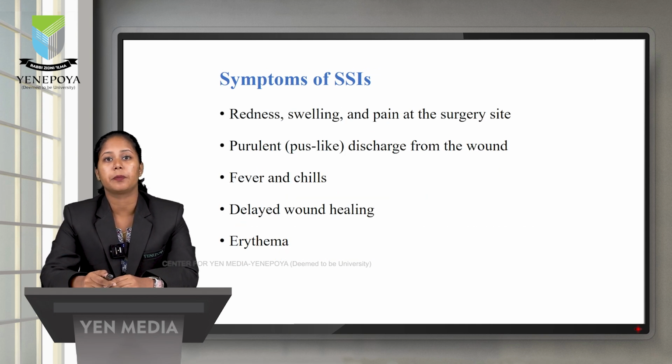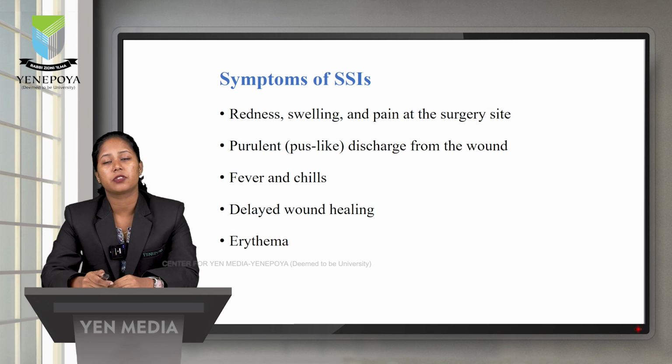So how can you identify that a patient who has undergone a surgery has an infection? The patient will start to show some signs and symptoms such as redness, swelling and pain at the surgery site, the site where he has undergone surgery. On that site you can see the redness around the area. Swelling will be there. On palpation you can see the swelling, and on palpating, the patient will experience pain. All these three are the major symptoms of a surgical site infection.